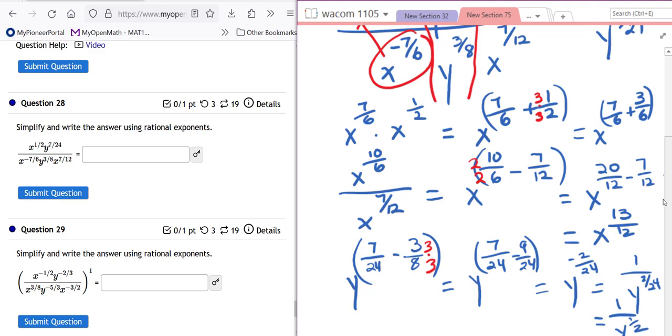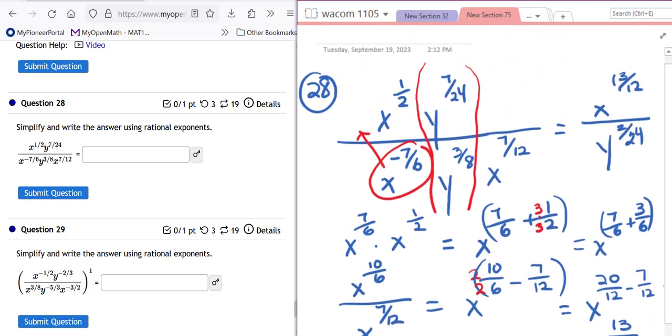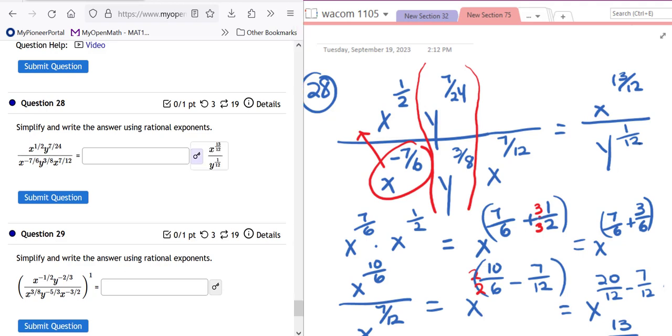Okay, so y, gosh, Miss H, no. 2 will go into 24 12 times. 1/12, not 1/2. So 1/y to the 1/12 is what I think here, because I think they want you to reduce that. I need a whole board for that one. Hopefully I remembered all the pieces. Let's see what they say. 13/12 over y to the 1/12.